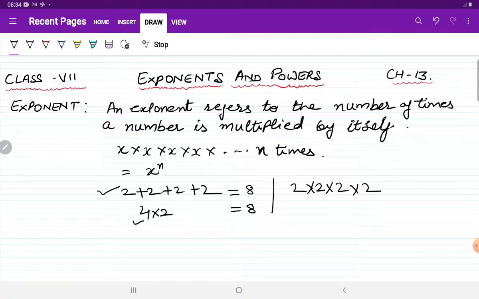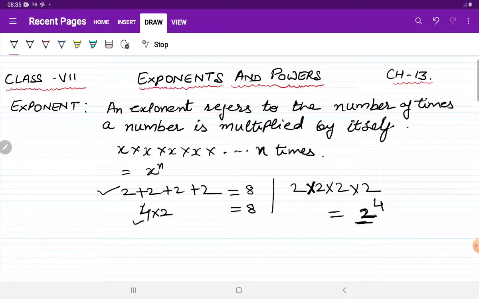But if I have to multiply this number by itself, 2 into 2 into 2 into 2, here I got result 16. I can't write it 4 times 2, because here I have to multiply all the same numbers. So what I have to write? I have to write it is equal to 2 raised to power 4. So this 2 is coming 4 times. We can multiply this 2 with itself 4 times.